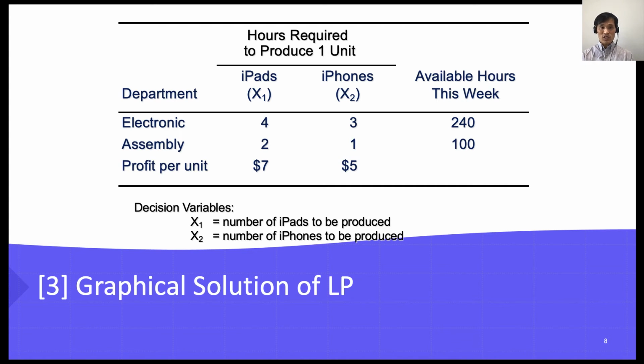Given these constraints, for example, for producing iPads, you need 4 hours of electronics and 2 hours of assembly, and the profit per unit that you make from iPads is $7, let's say. And for iPhones, you use 3 hours of electronics to produce iPhones, and assembly 1 hour. And the profit margin say it's $5. And you learn that you have only 240 electronic hours and 100 assembly hours. Given this information, how are you going to find the best product mix for iPads and iPhones that maximize your profit?